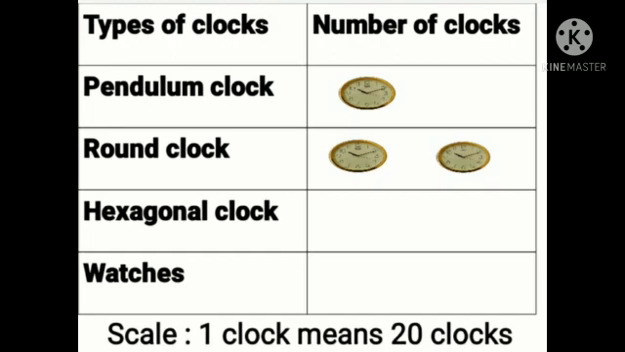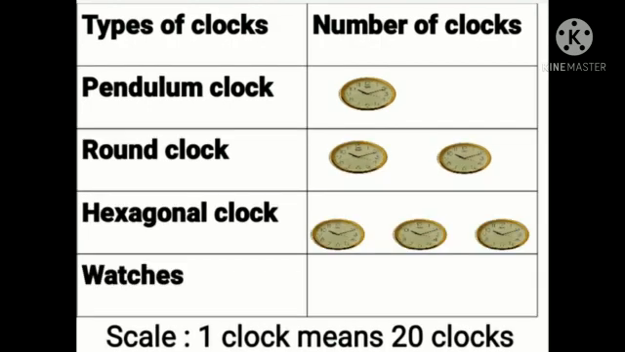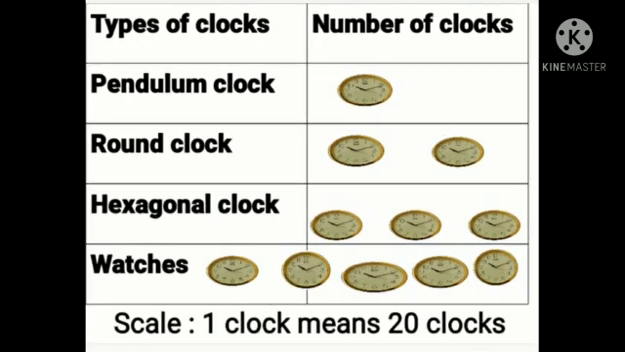Hexagonal clocks are 60. So 60 divided by 20 gives us 3. So 3 pictures of clocks we will show in place of hexagonal clock. Watches are 100. So 100 divided by 20 gives us 5. So 5 pictures of clocks we will show in place of watches. Students, hope you all have understood how to solve sums of pictograph.